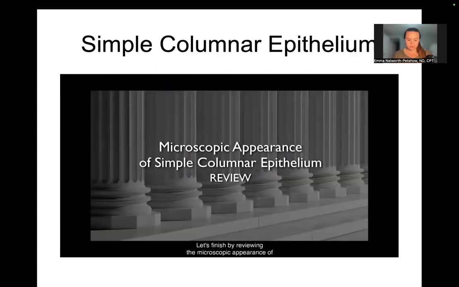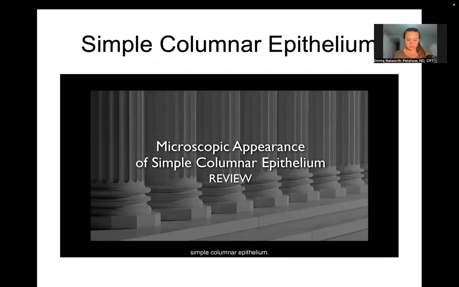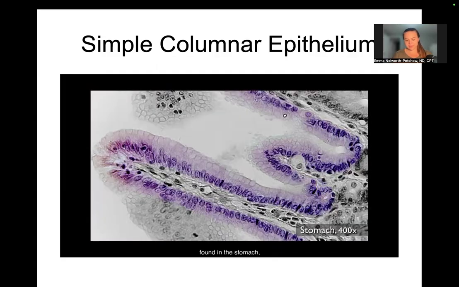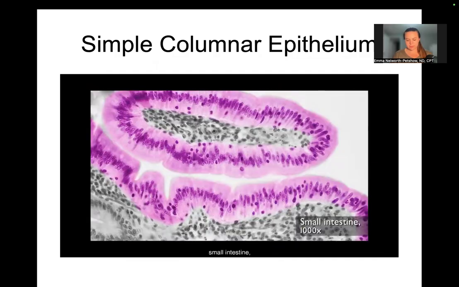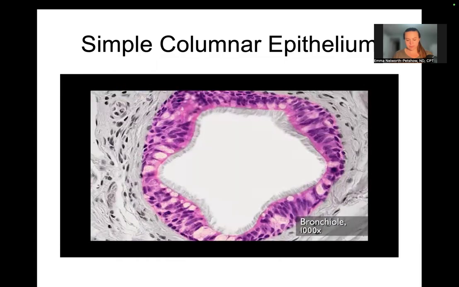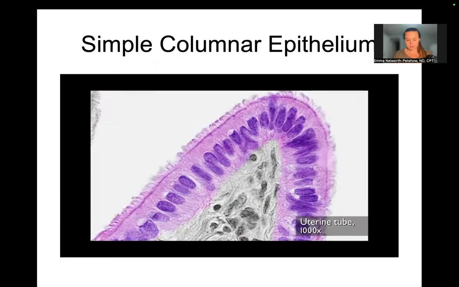Let's finish by reviewing the microscopic appearance of simple columnar epithelium. Single layer of tall cells. Found in the stomach, small intestine, large intestine, bronchiole, and uterine tube.